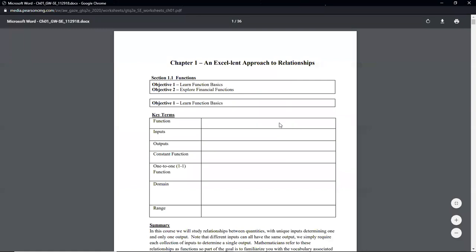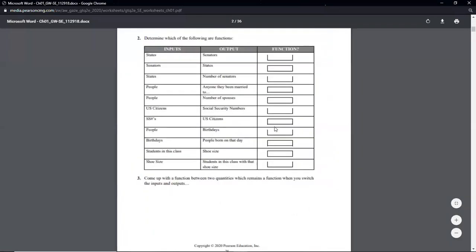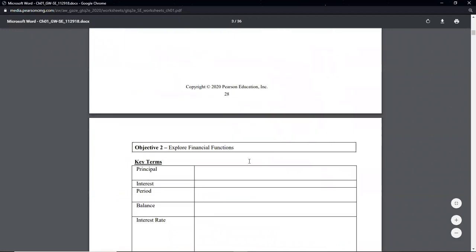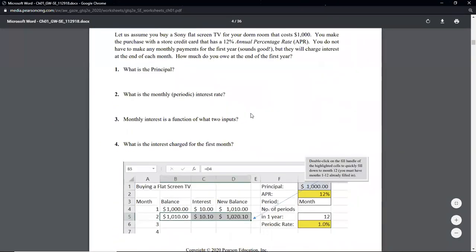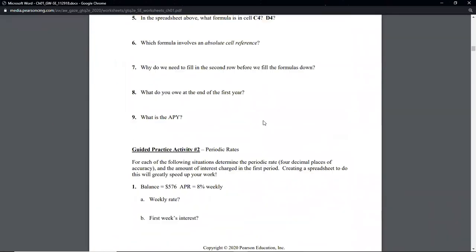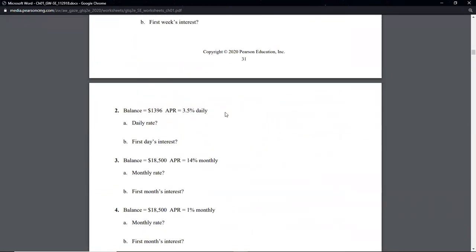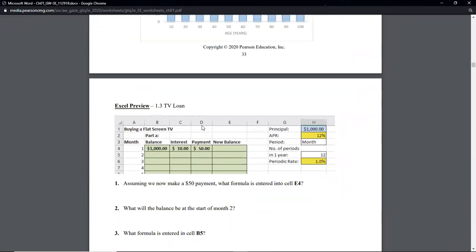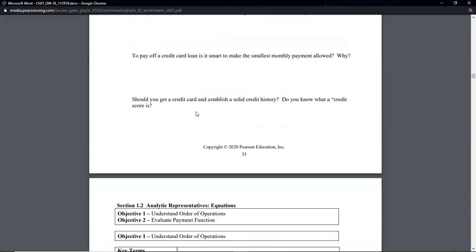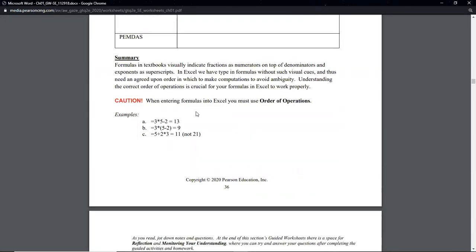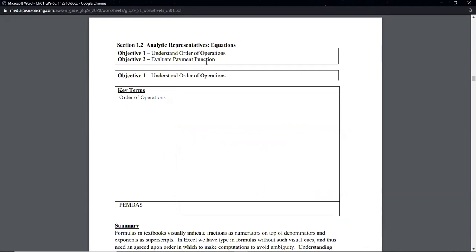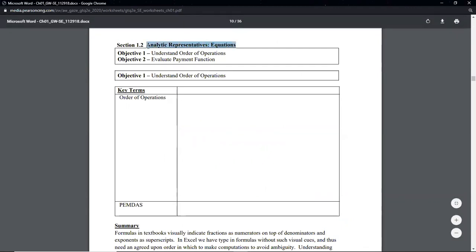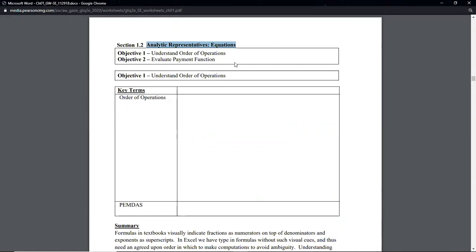So guided worksheets. This was previously assigned. This was previously assigned. This was previously assigned. There's your heart rate preview, your TV loan preview, which will be assigned very, very soon. And we're going to get about 1 Excel a week. Here we go. 1.2, and by the way, there's the title of the section, Analytic Representatives Equations. In other words, just doing basic math.